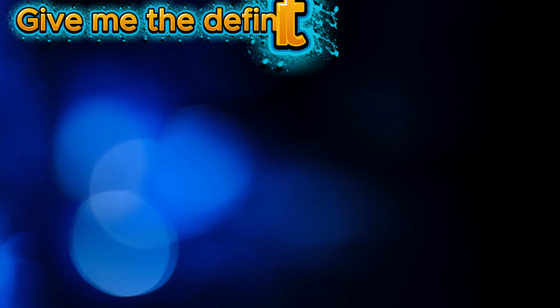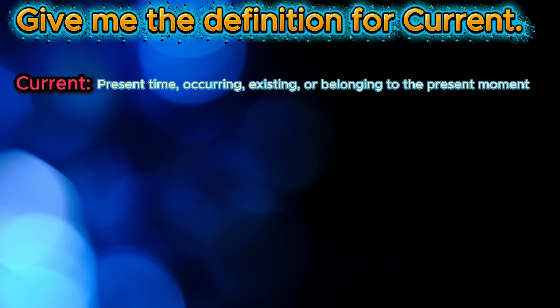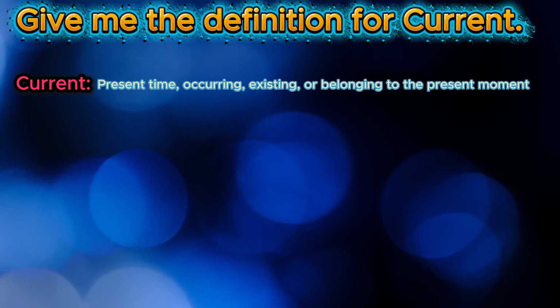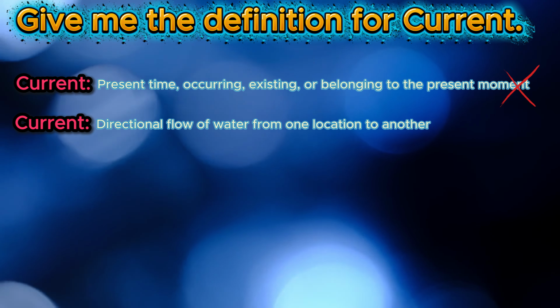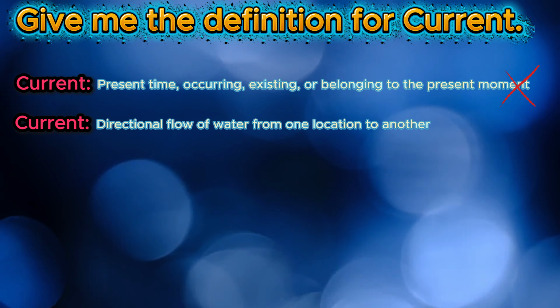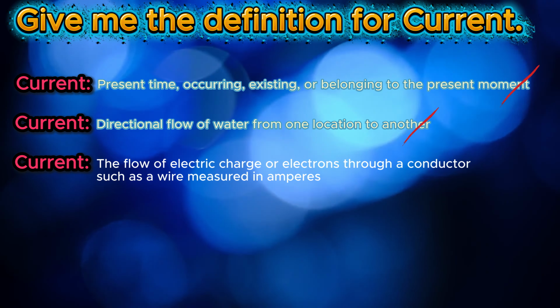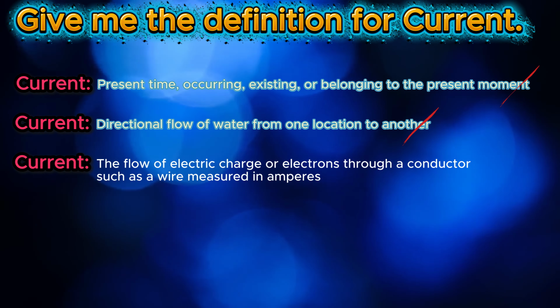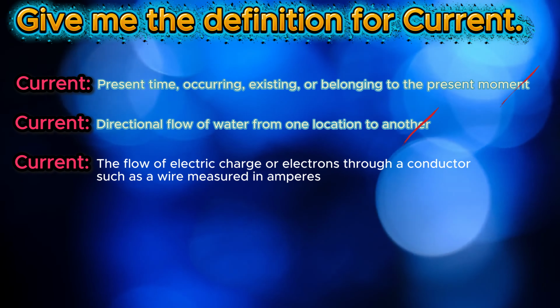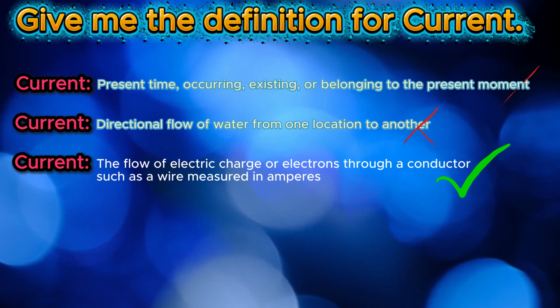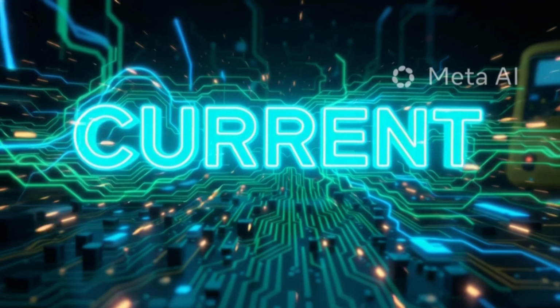Give me the definition for current. Current: present time, occurring, existing, or belonging to the present moment. No, not that one. Current: directional flow of water from one location to another. Not that one. Current: the flow of electric charge or electrons through a conductor such as a wire, measured in amperes. So apparently we have different types of current, but my focus is on electric current. Let's get into it.